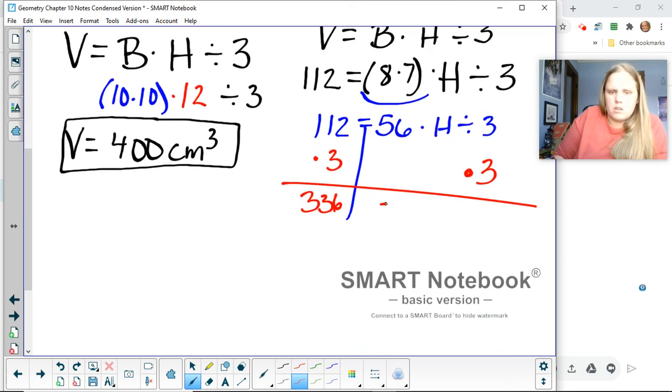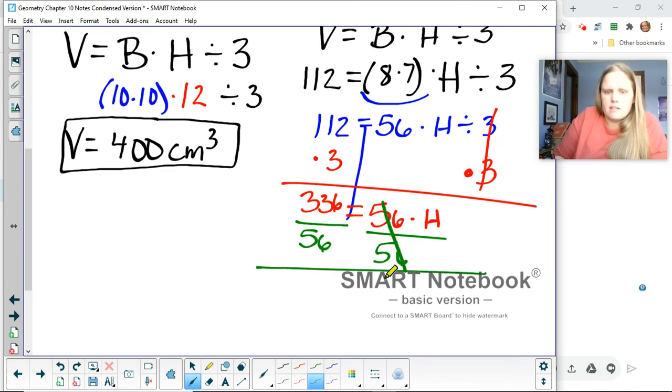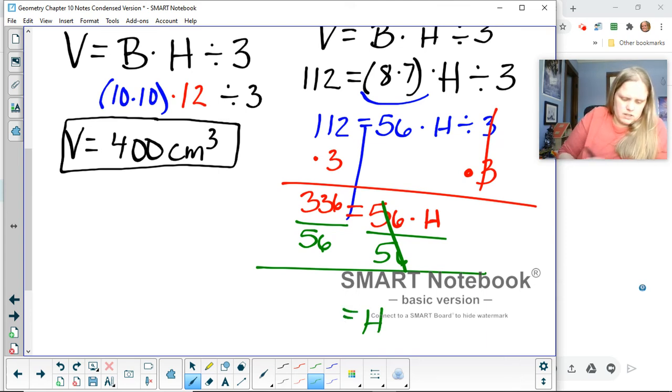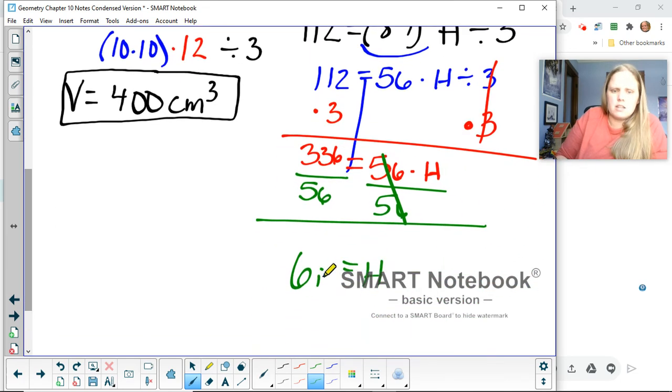And that leaves us with 56 times h. These will disappear. Opposite of multiply is to divide. 336 divided by 56. I get a height of 6. What was the label on this again? Inches. So 6 inches is our height.